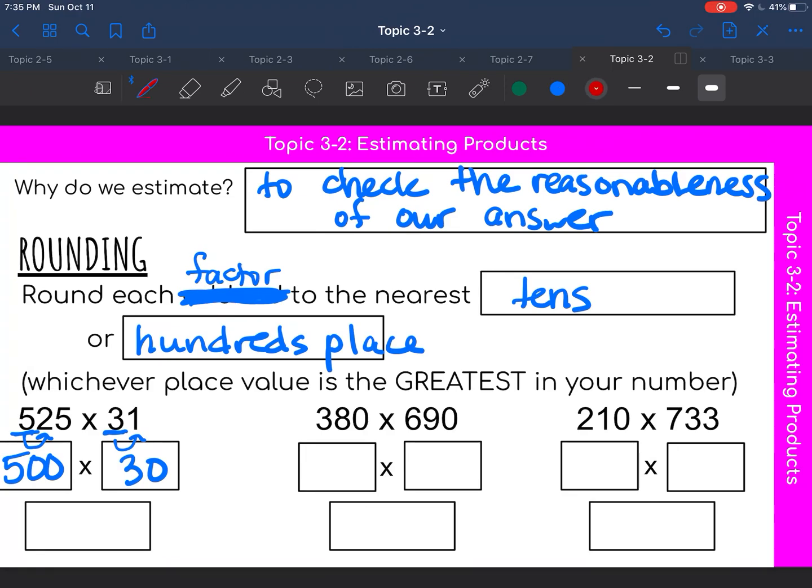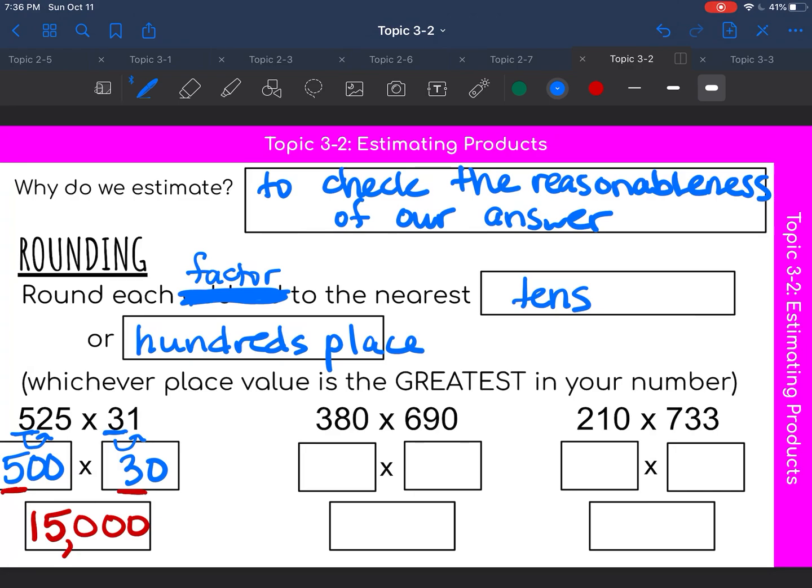Now 500 times 30 is really easy to do in our heads because I have 5 and I have 3, and that's a basic fact. 5 times 3 is 15. And then I add how many zeros? Well, there are 3 zeros in total, so 3 zeros. My estimate is going to be around 15,000. All right, so let's look at the next one.